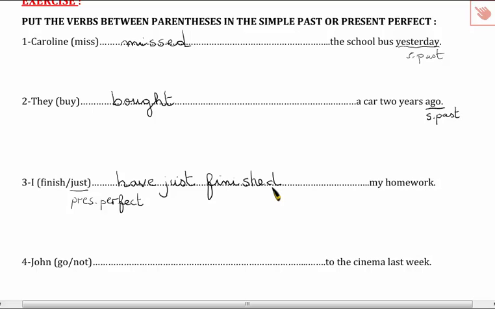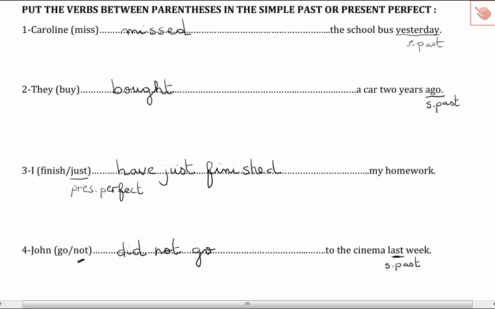Number 4. John go not to the cinema last week. So last is an indicator of the simple past tense. But here I need the negative form because I have not. The negative form of the simple past is did not plus the verb in its bare infinitive form go. So John did not go to the cinema last week.